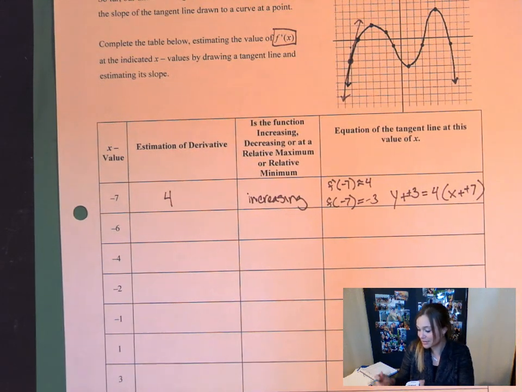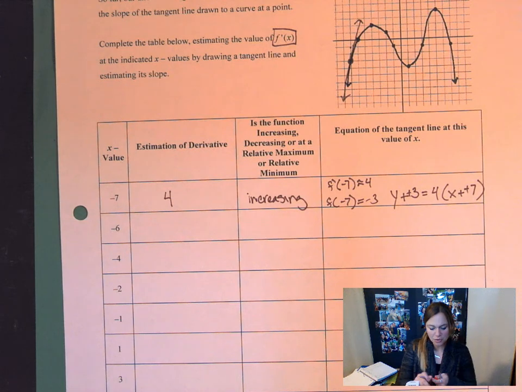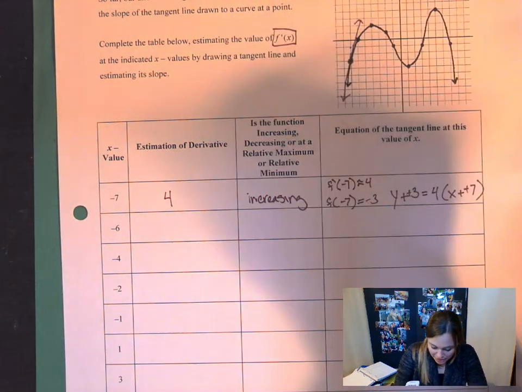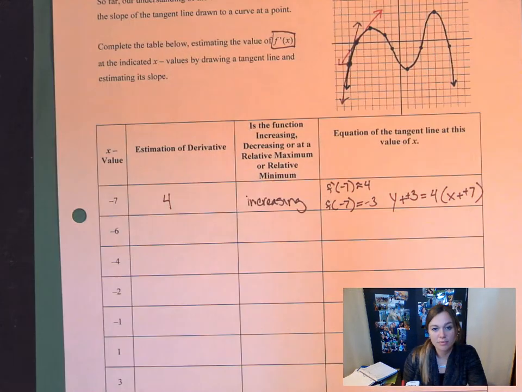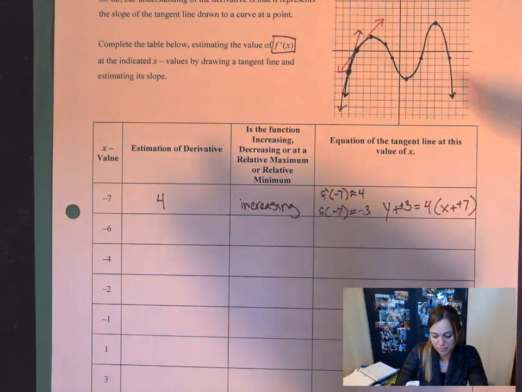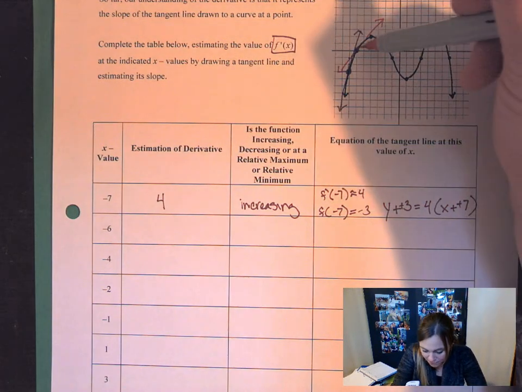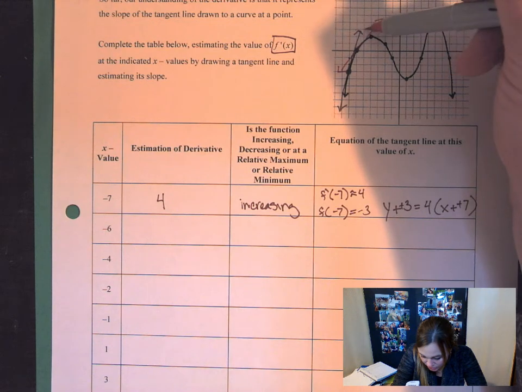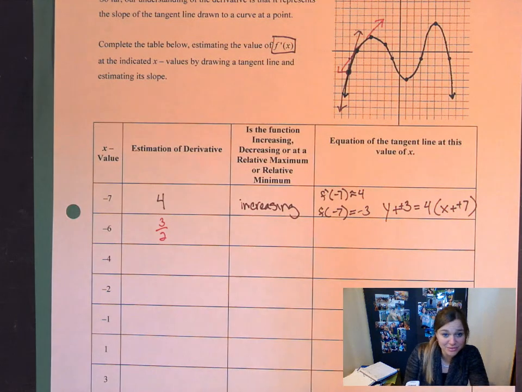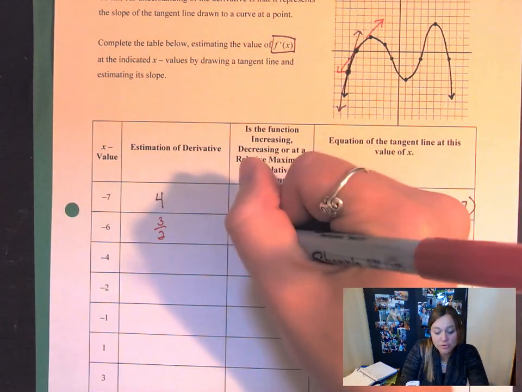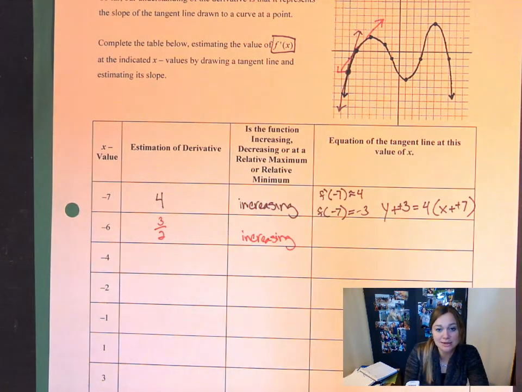Okay, let's do another one. So go to -6. I'm going to get a different color because I can. I'm going wild and crazy over here. At -6, you draw this. What do you think about your line? So try to actually do rise over run. Count it out. 1, 2, 3, 1, 2? 3 over 2? Yours might be different than mine, it probably is, but both of our functions are increasing because our slope of the tangent line is positive.